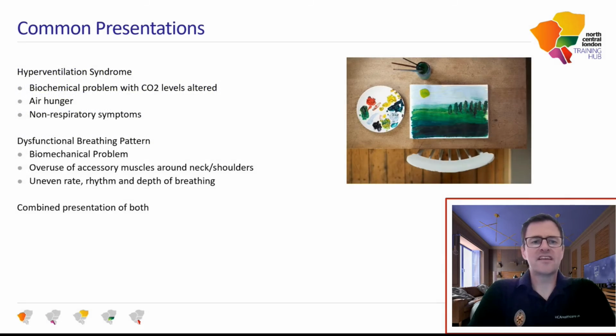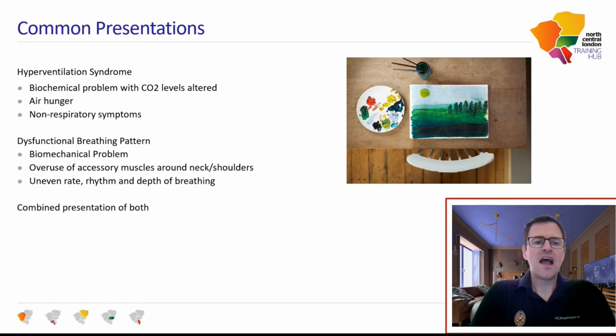There are two main common presentations of breathing pattern disorders. Hyperventilation syndrome is a biochemical problem which is caused by the alteration of CO2 levels within the body. One of the common symptoms with this presentation is air hunger, and there are also non-respiratory symptoms like dizziness, brain fog, and tingling in pins and needles at the fingers. This is caused by the alteration of the pH due to the lowering of the CO2 levels.